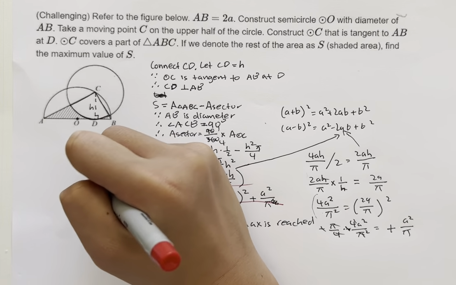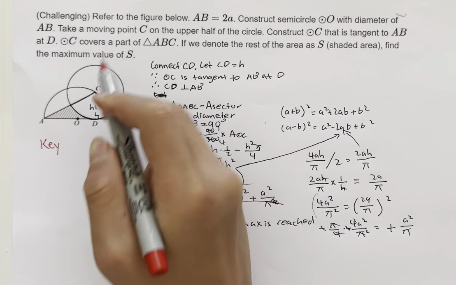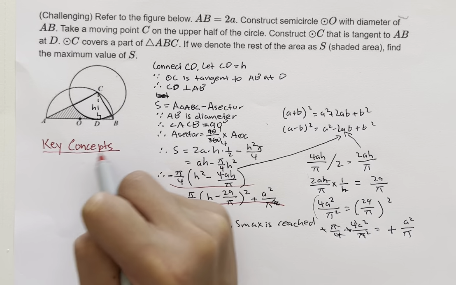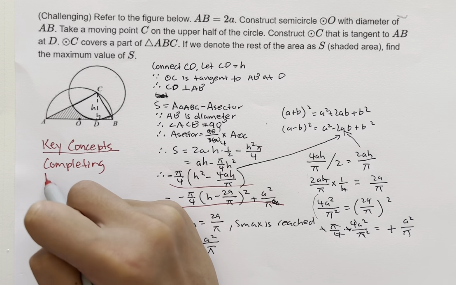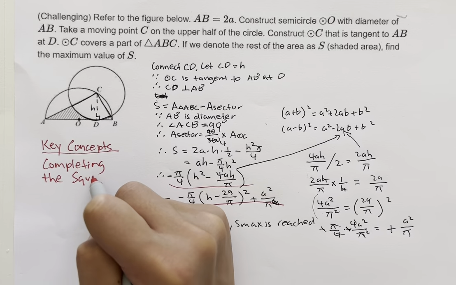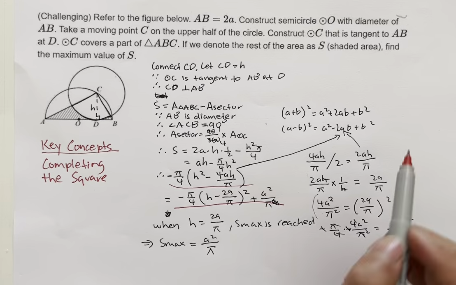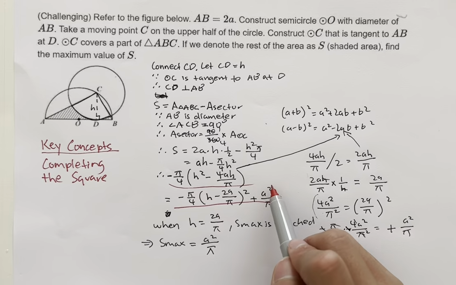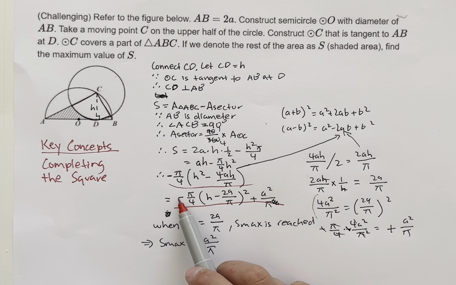Completing the square. So, key concepts. Completing the square is a very useful method when you want to find the minimum or the maximum of something. Because after it's in the square form, the leftover part, which in this case is a squared over pi, is going to be the maximum part, because you know that this is going to be a negative.